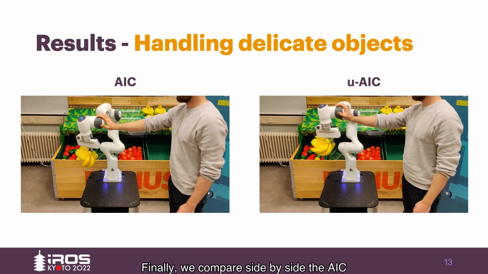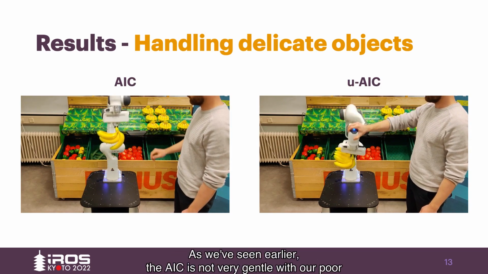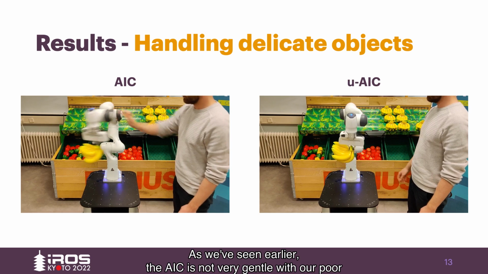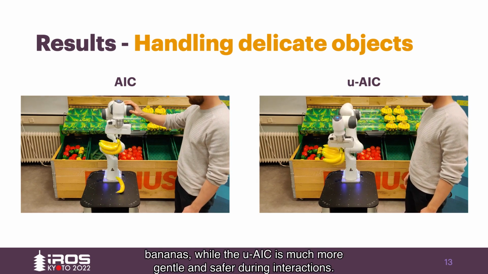Finally, we compare side by side the AIC and the u-AIC while handling delicate objects. As we've seen earlier, the AIC is not very gentle with our poor bananas, while the u-AIC is much more gentle and safer during interactions.